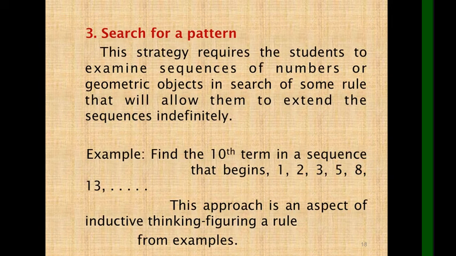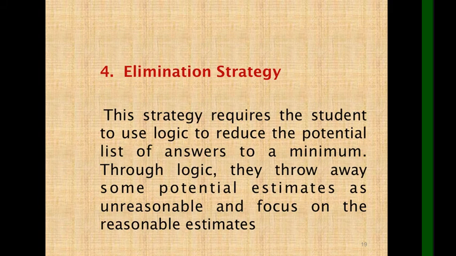3. Search for a pattern. This strategy requires the student to examine sequences of numbers or geometric objects in search of some rule that will allow them to extend the sequences indefinitely. Example: find the 10th term in a sequence that begins with 1, 2, 3, 5, 8, and 13. This approach is an aspect of inductive thinking, figuring out a rule from examples. 4. Eliminating strategy. This strategy requires students to use logic to reduce the potential list of answers to the minimum. Through logic, they throw away some potential estimates as unreasonable and focus on the reasonable estimates.